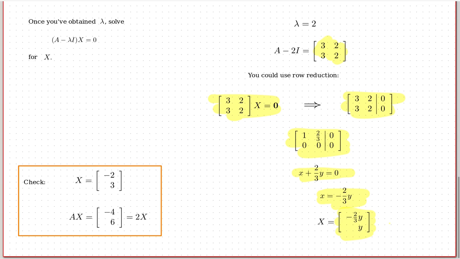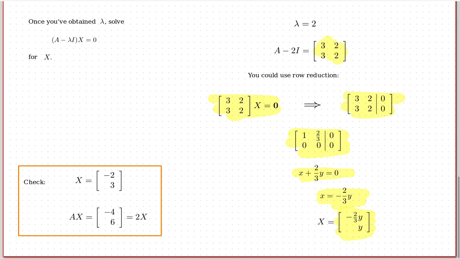Right? So notice that there's infinitely many solutions, which makes sense because, as I said earlier, the set of eigenvectors for a particular eigenvalue actually form a subspace, a vector subspace. So of course there's infinitely many solutions, and you get one solution for each value of y that you plug in, right? Any value of y that you plug in.